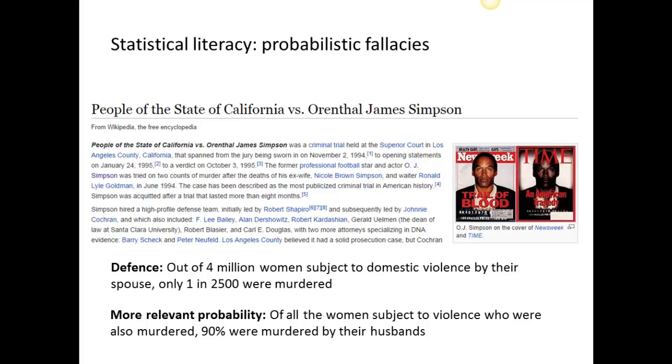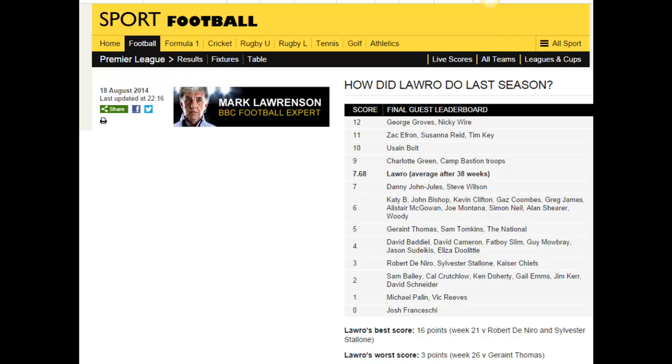This is what's called the defence attorney's fallacy. And similar errors of reasoning occur when interpreting test results from medical screening. Once you start to understand the concepts of statistics, you see its fallacious use in many places.